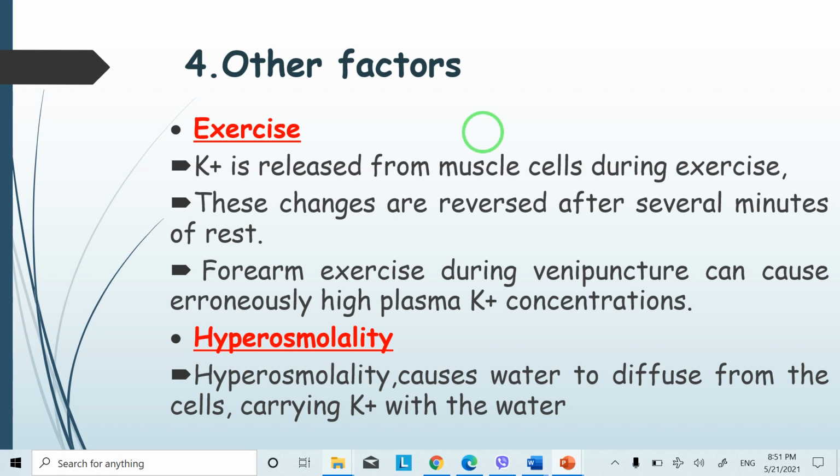Another factor is hyperosmolality. Hyperosmolality, for any cause, will draw some water from the cell to the extracellular fluid, and this water may carry with it potassium. So hyperosmolarity for any cause, for example, in case of uncontrolled diabetes, where we have hyperglycemia, may carry potassium from the cell to outside the cell.